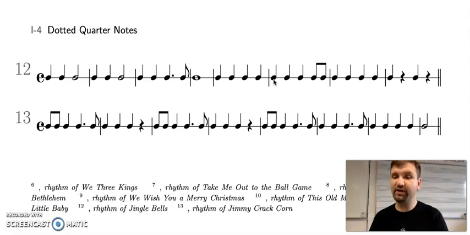Compare it to this measure again. Ready, go. 1, 2, 3, 4, and. Now the measure with the dot. Ready, go. 1, 2, 3, and. All right, I think you're ready to do the whole line.